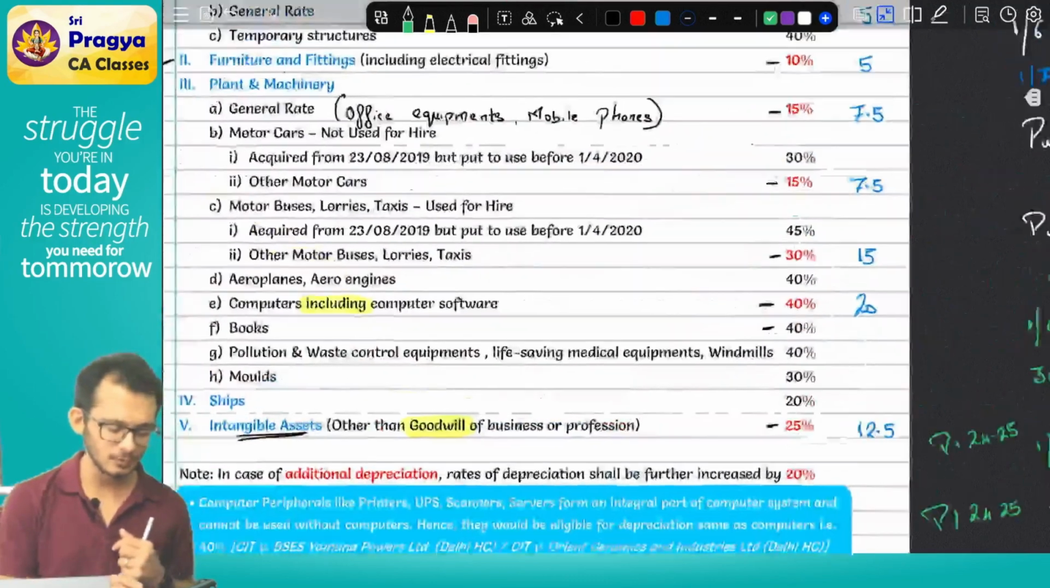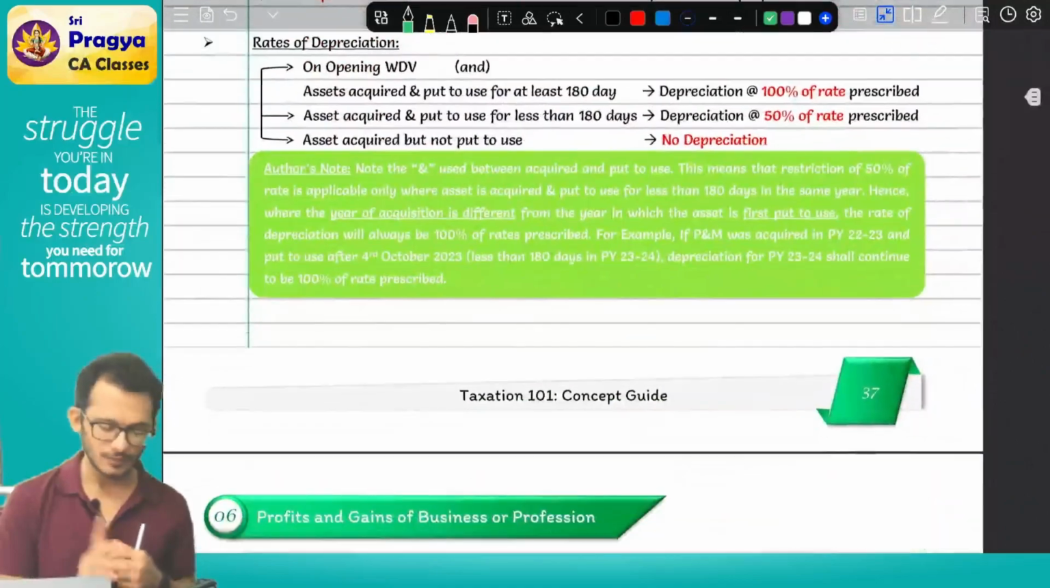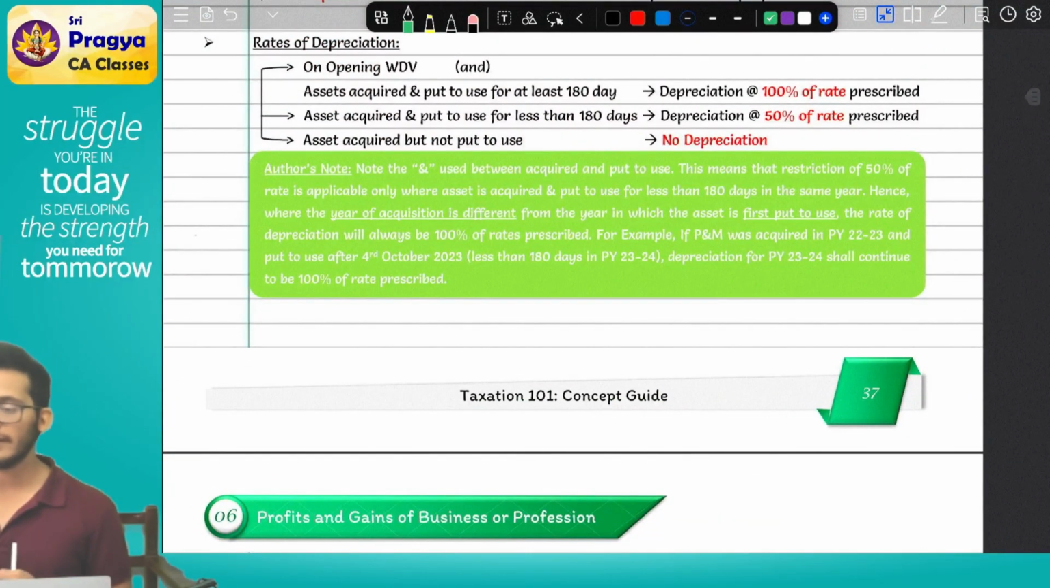Rahul, where is it in the books? You will find it on page number 37.